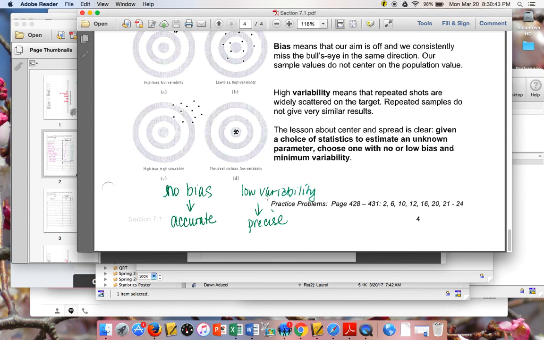And that is it. Tomorrow we'll do some activities with this stuff, and you need to do these problems. And you have lots to read and take notes on.